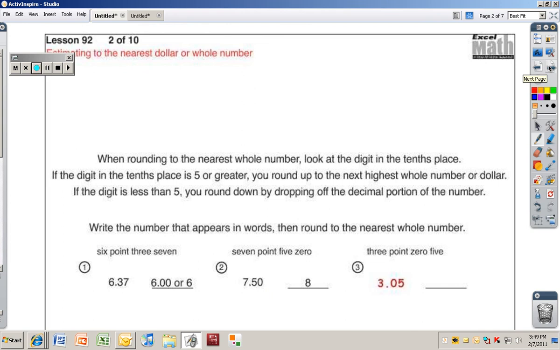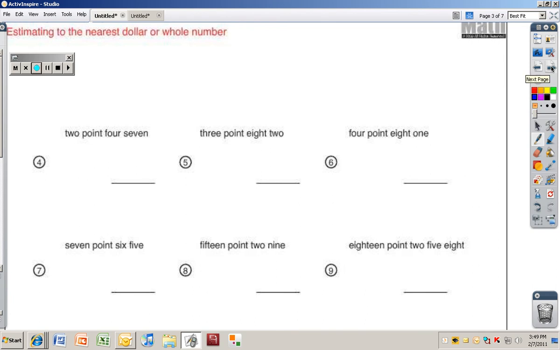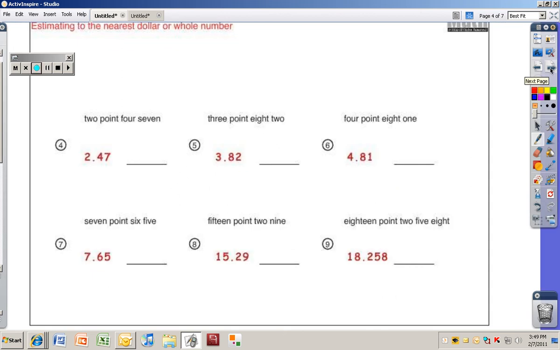All right. Oh, this page we already did that. Let's keep going. They have some words written down here for you. What you're going to do is fill in the numbers right here. And then go ahead and round each one to the nearest whole number. So pause the video, fill in the numbers, and then round it to the nearest whole number. All right, here's what you should have filled in for each one of these. And let's go ahead and round these.